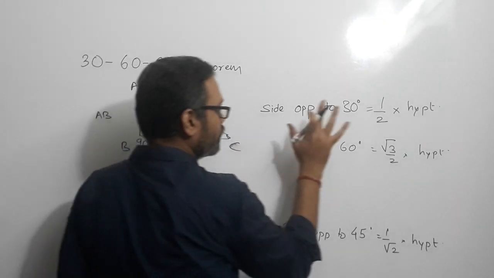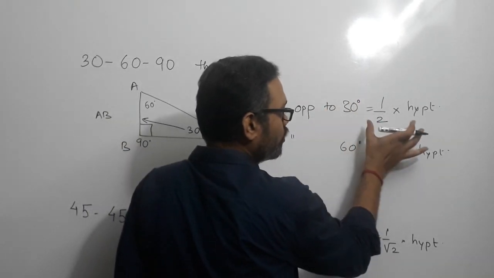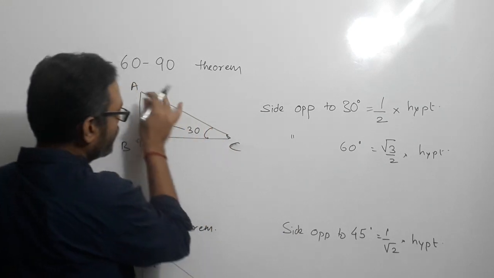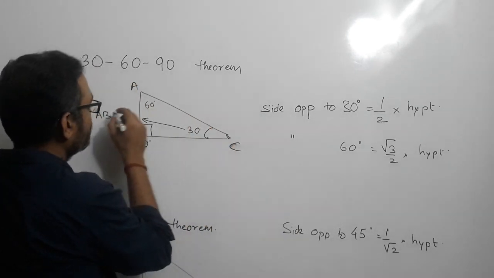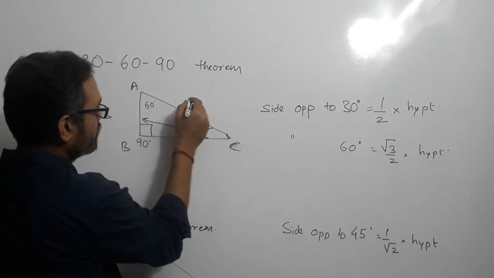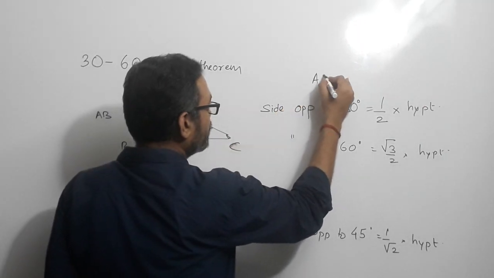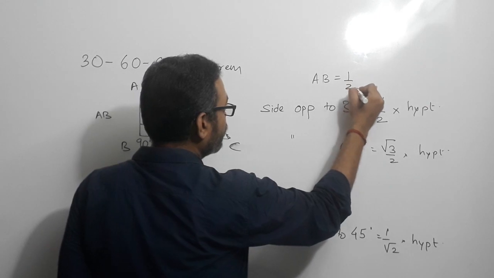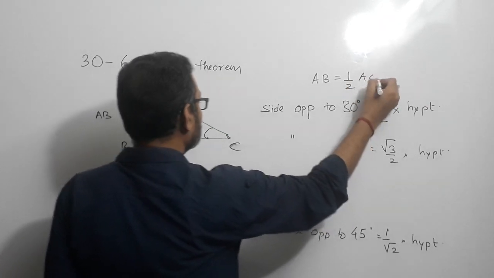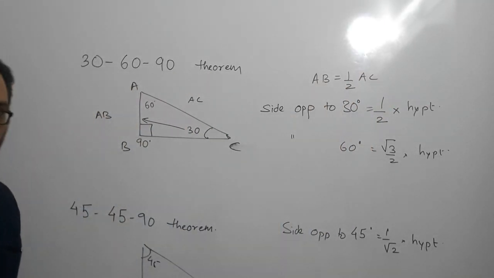What is the formula you have to remember? AB is always half of the hypotenuse. Whatever is the hypotenuse, the hypotenuse is AC. So what is the relation? AB will always be half of AC. This is what you have to remember.